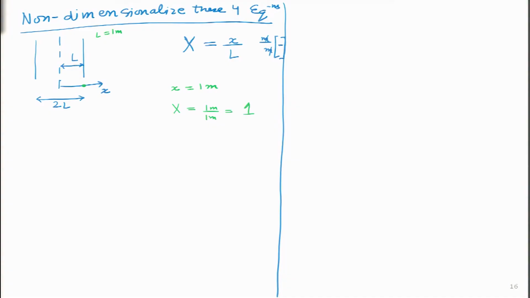Let me give another example. Let us say I have not reached at the point 1 and I am somewhere in middle over here, and this value is 0.5.